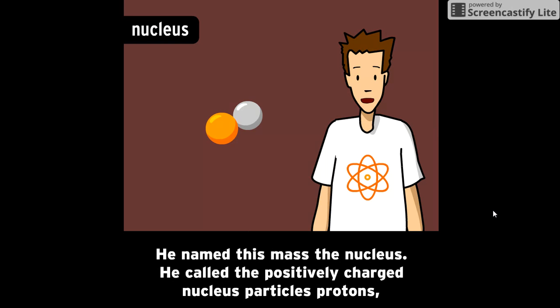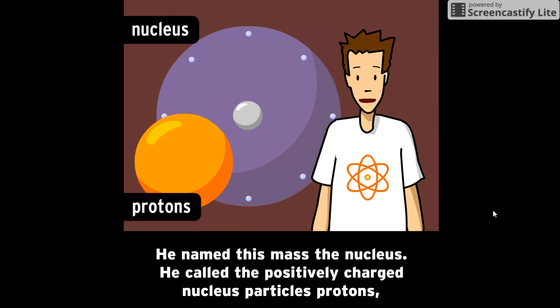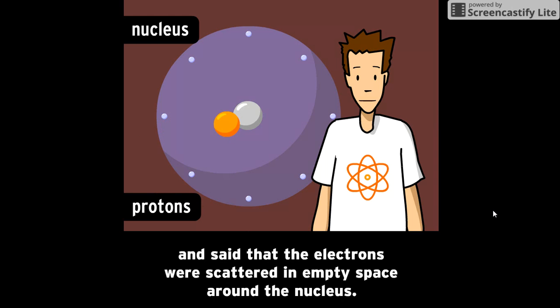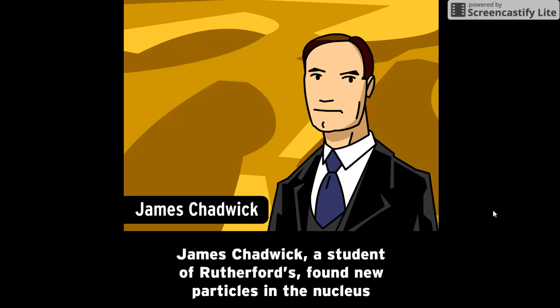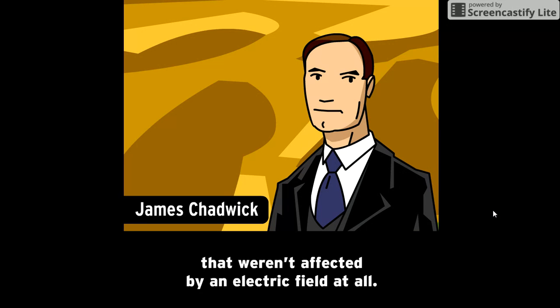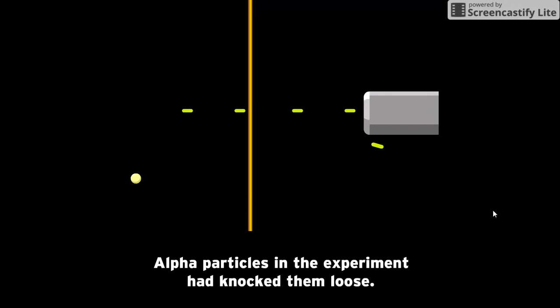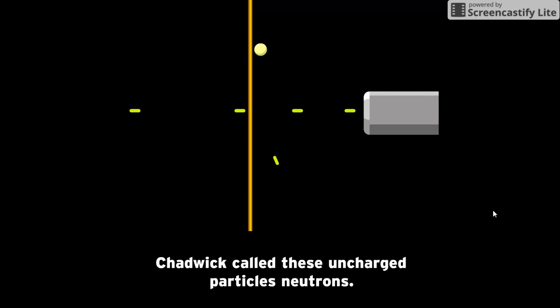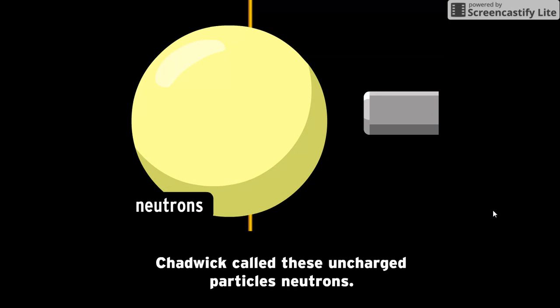He called the positively charged nucleus particles protons, and said that the electrons were scattered in empty space around the nucleus. James Chadwick, a student of Rutherford's, found new particles in the nucleus that weren't affected by an electric field at all. Alpha particles in the experiment had knocked them loose. Chadwick called these uncharged particles neutrons.